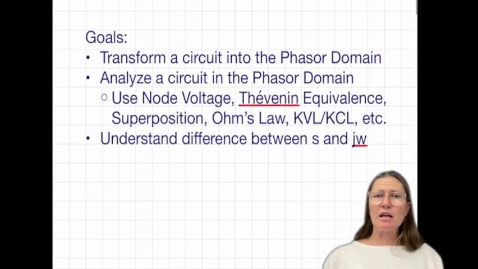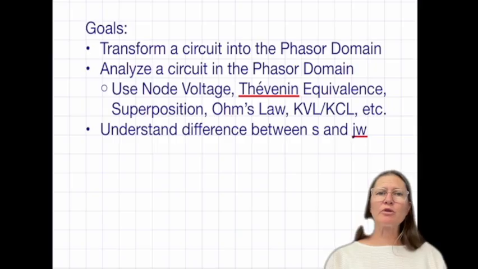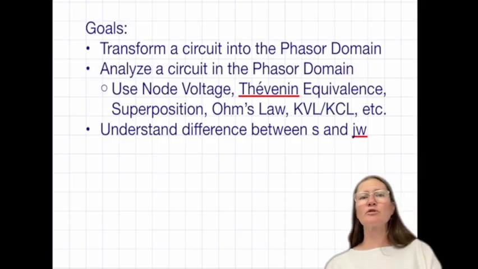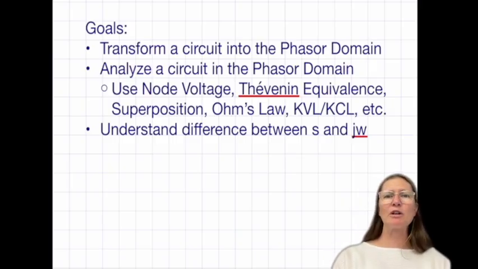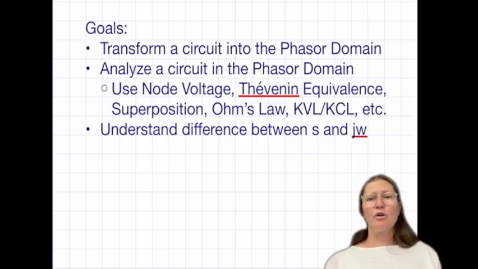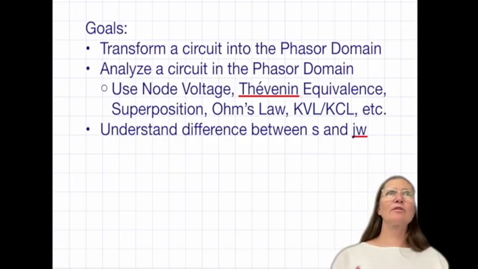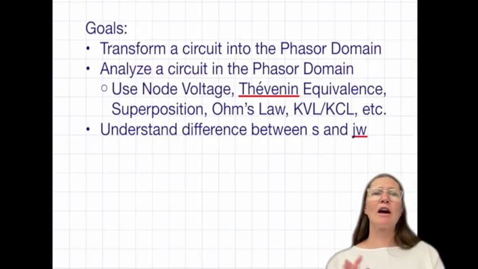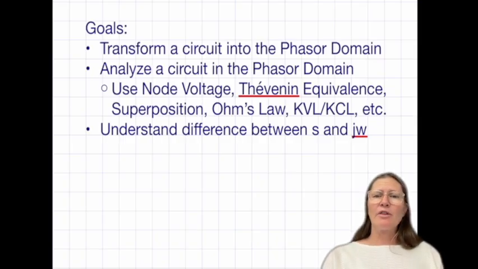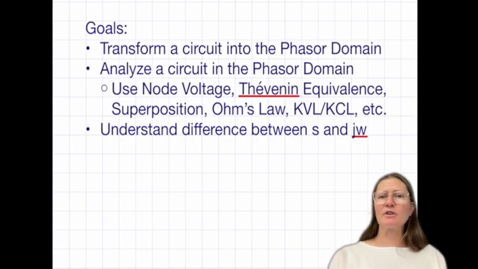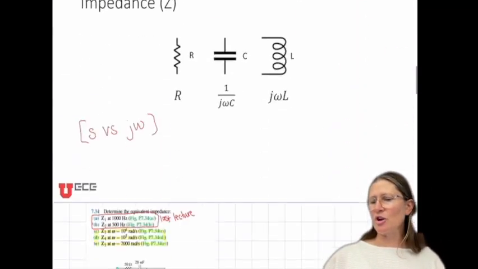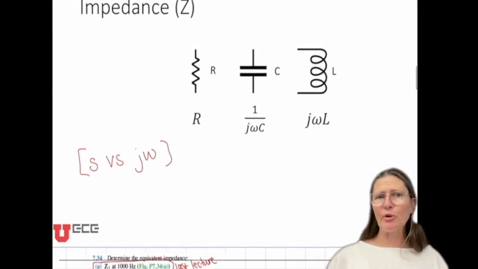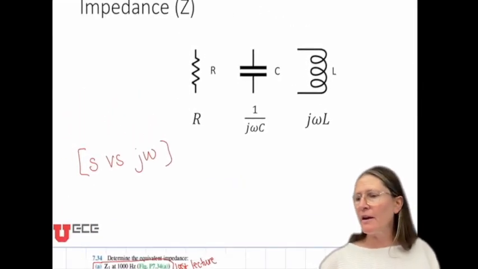All right, so today we're going to do more examples: transforming the circuit into the phasor domain, and analyzing that phasor domain for something such as the Thevenin equivalent. With that, you may need to use node voltage, Ohm's law, KVL, KCL, superposition, etc., to get to that solution. The other thing we want to talk about is the difference between S and j omega. I'm going to start with that one. So S versus j omega.